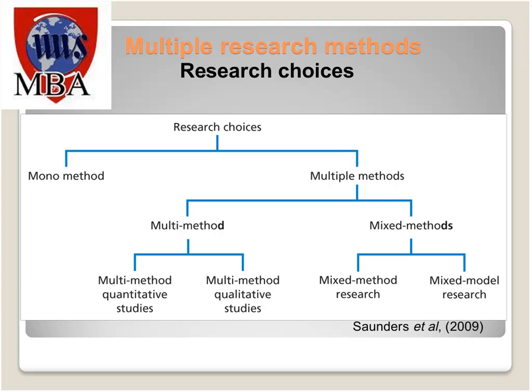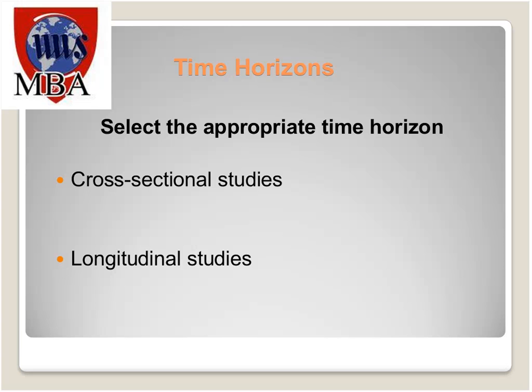So for the process of research design, we talk about three parts: research strategies, research choices, and time horizon. We have talked about research strategies and research choices. Now we want to talk about time horizon as the third part of the research design. It is divided into two parts: cross-sectional studies and longitudinal studies.